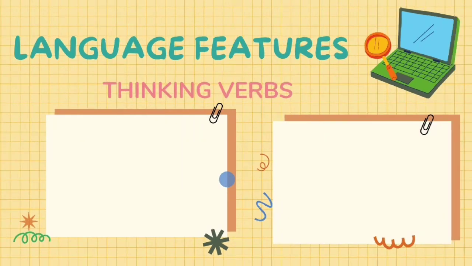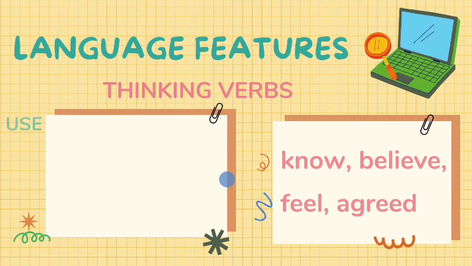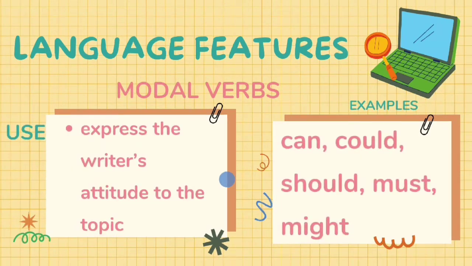And we have thinking verbs. These are what people think about a certain subject or topic. Examples of thinking verbs are know, believe, feel, and agree. Whereas the modal verbs, their function is to express the writer's attitude to the topic. Modal verbs are can, could, should, must, and might.